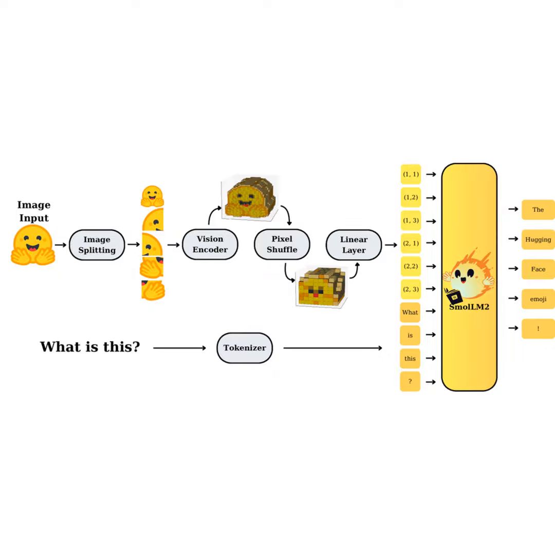After the shuffle, the features get projected into a format the language model understands using an MLP, a multi-layer perceptron, a type of neural network layer. These become the visual tokens. And these visual tokens then get mixed in with the text.